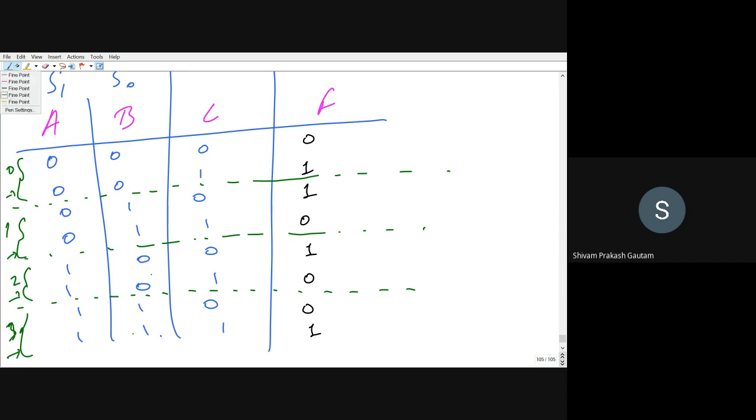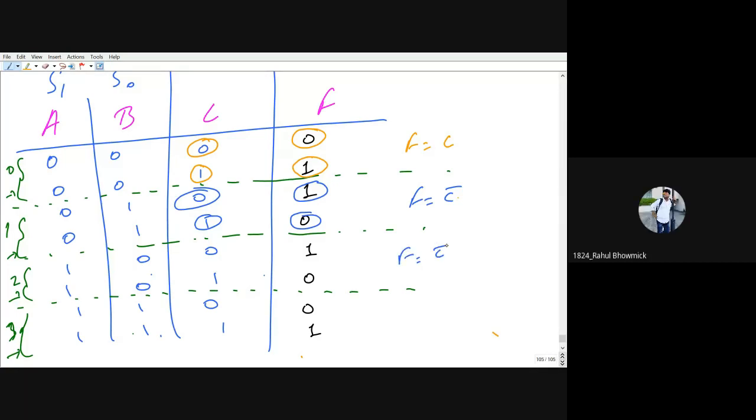When both A and B are 0, now focus on this point: C is equal to 0 and F is equal to 0, and C is equal to 1 and F is equal to 1. So what can you have as your function? F is equal to C, because function F depends directly on the floating variable C. In the second case, C is equal to 0, F is equal to 1, and when C is equal to 1, F is equal to 0. That means the function will be equal to C bar. In the third case, the function will again be C bar. In the last case, the function will again be C.